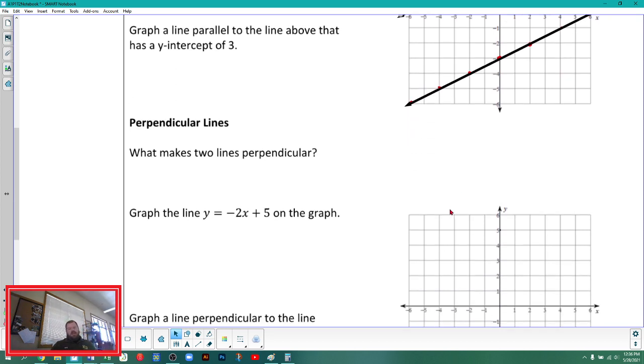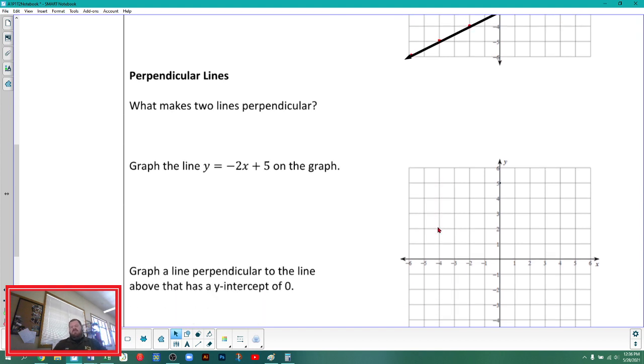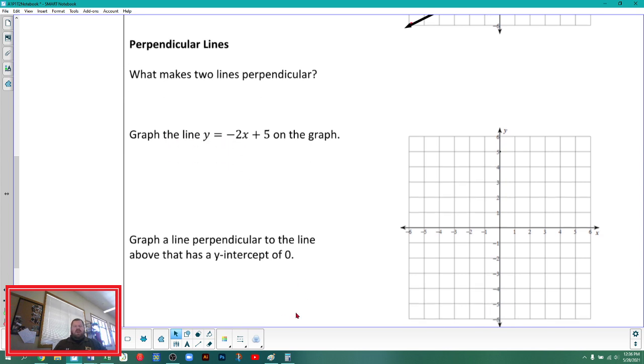Now for perpendicular lines, I want to look at what makes two lines perpendicular. So I want to graph the line that is -2x plus 5. So it's going to go down 2 and over 1. I'm going to try to get that through here a ways.